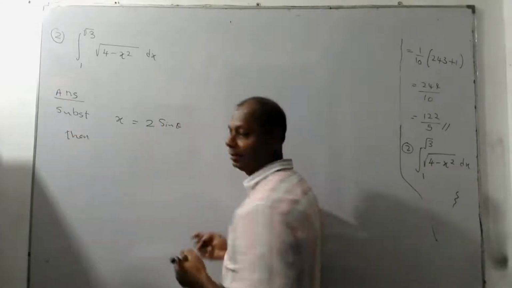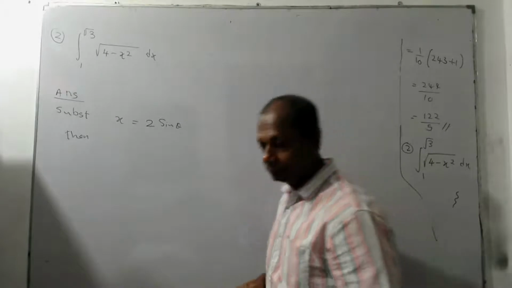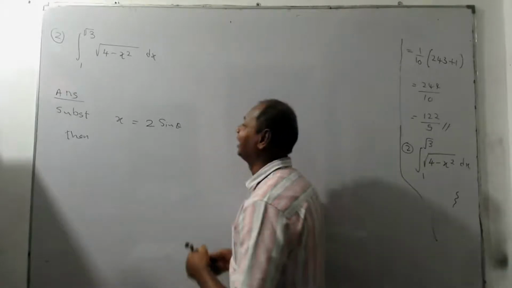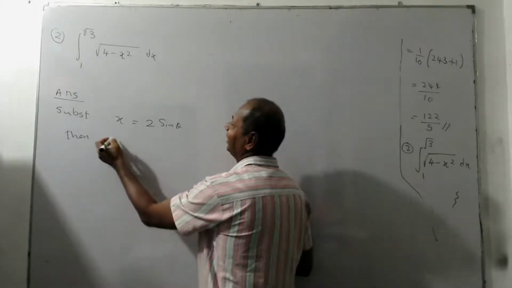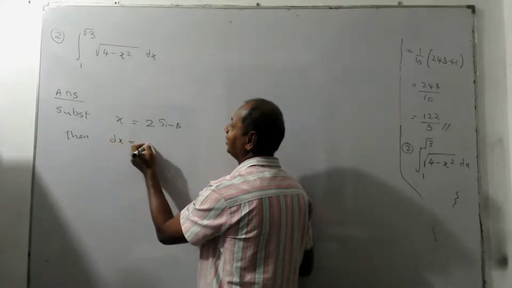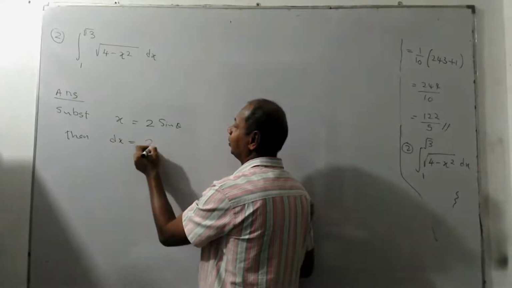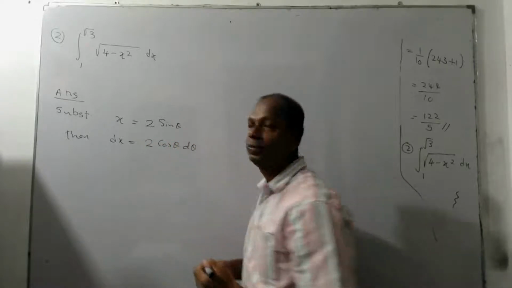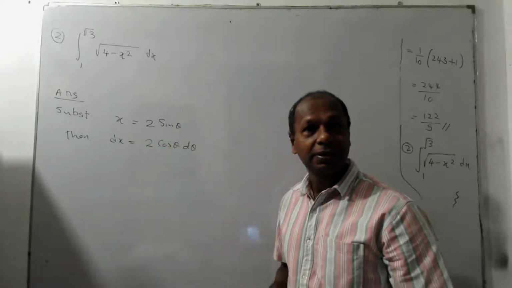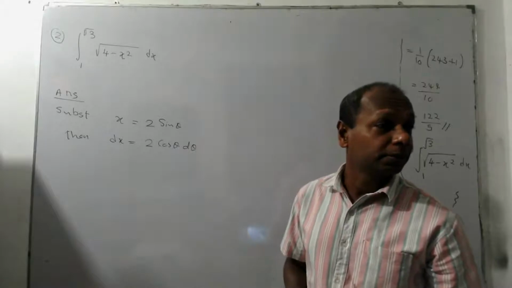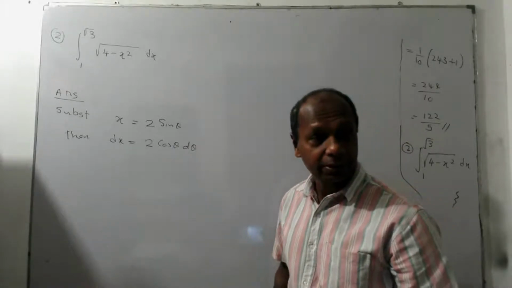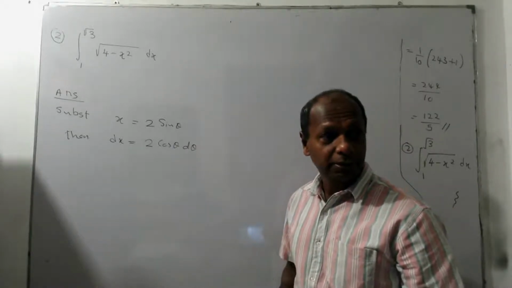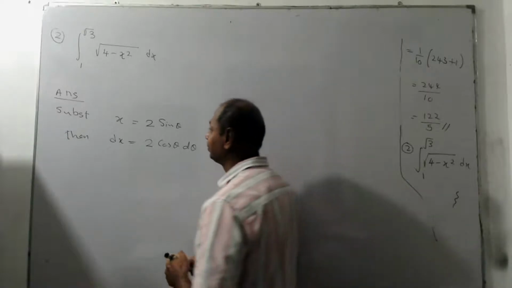Now the new variable is theta, okay? Then dx, you have to find dx, that will be 2 cos theta d theta. And further you have to find the new limits, new values of theta, not sine theta.